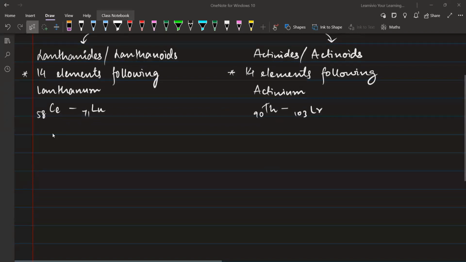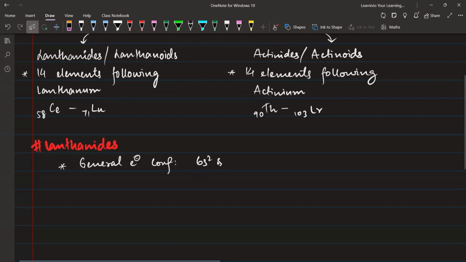We have two: lanthanides first. Lanthanide will be number one. The general electronic configuration. The general electronic configuration for the lanthanide is 6s2, 5d में 0 or 1 electron, and 4f is progressively filled from 1 to 14.